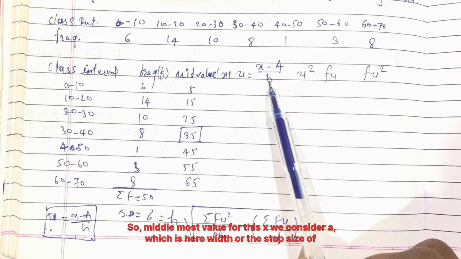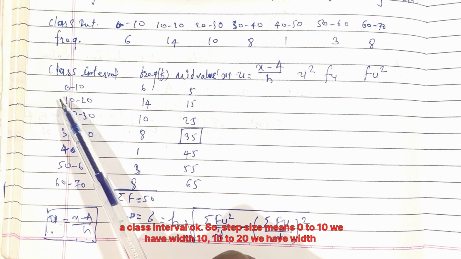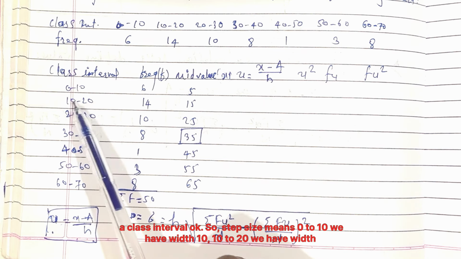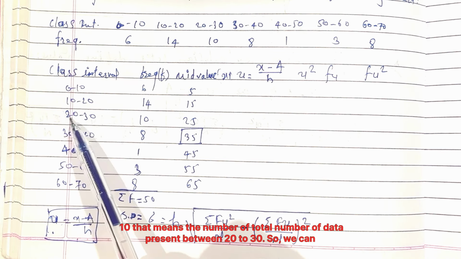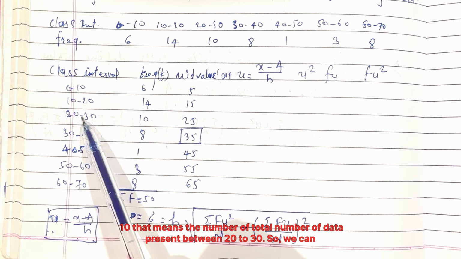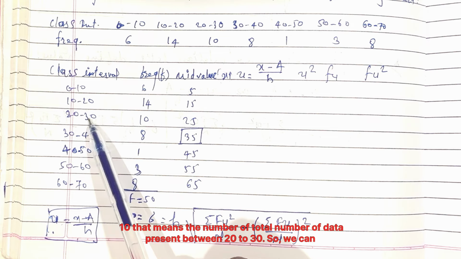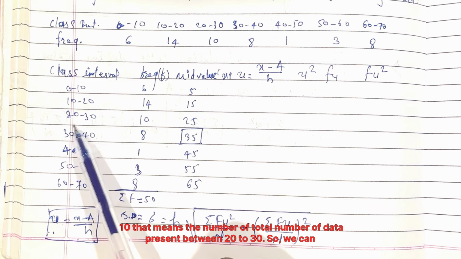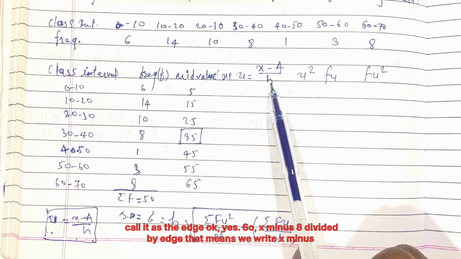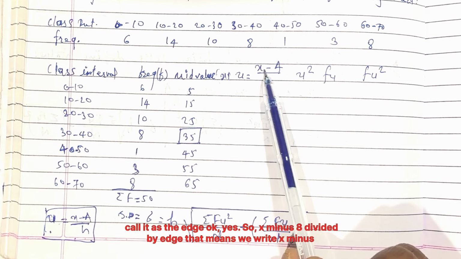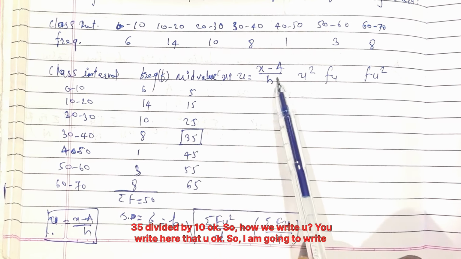H is here the width or the step size of a class interval. So step size means 0 to 10 we have width 10, 10 to 20 we have width 10, 20 to 30 we have width 10. That means the total number of data present between 20 to 30. So we call it the H. So X minus A divided by H. That means we write X minus 35 divided by 10.